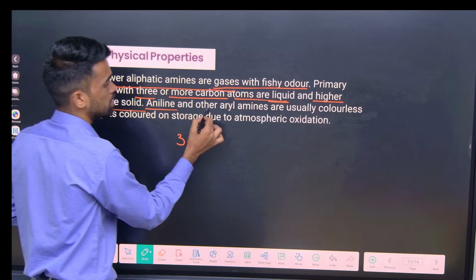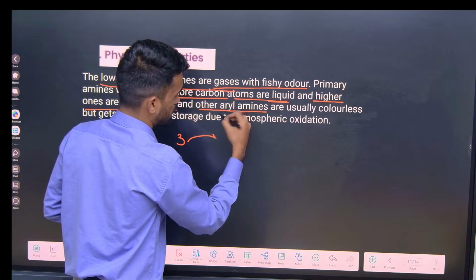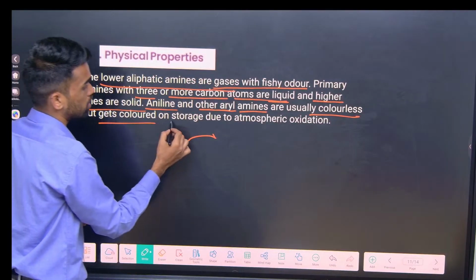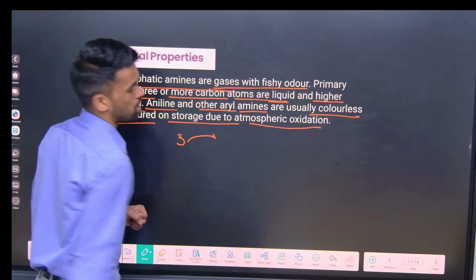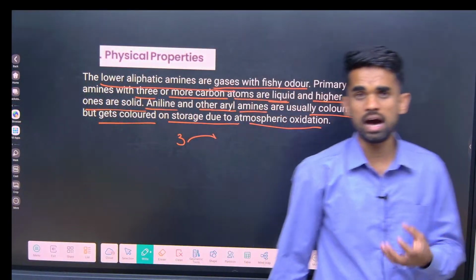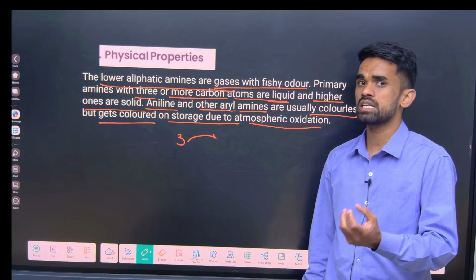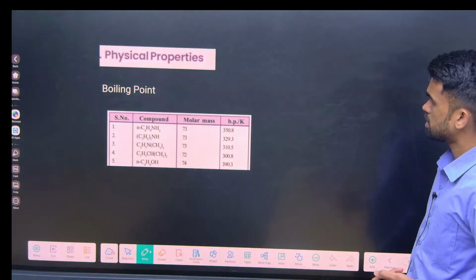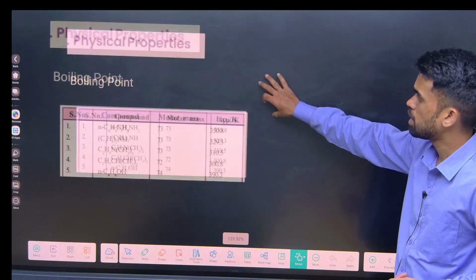So aniline and other aryl amines are usually colorless but get colored on storage due to atmospheric oxidation. So aniline and other aromatic aryl amines get oxidized when exposed to air. Okay, that's it. So the physical properties, if you see, boiling point.